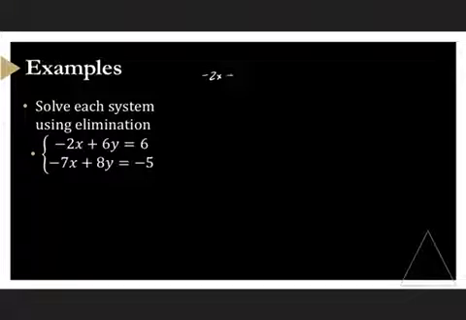Negative 2x plus 6y equals 6. Negative 7x plus 8y equals negative 5. Now in this set, they didn't give me a conjugate pair off the bat. They didn't say, hey, here's an easy one, use this number and it'll work, which is okay. They're going to do that to you quite often. So what we're going to do instead is pick one of those to get rid of. I can get rid of x or I can get rid of y, and it doesn't matter which one you choose. So I'm going to say y.